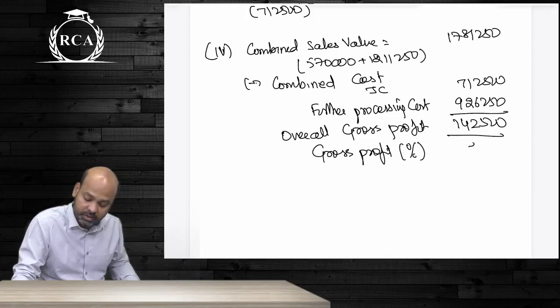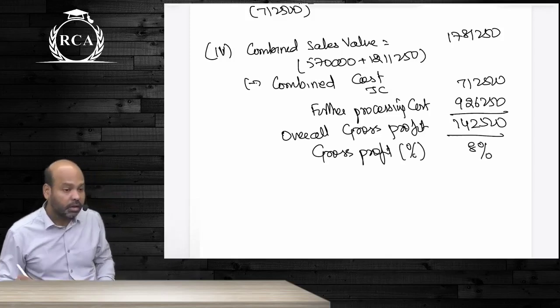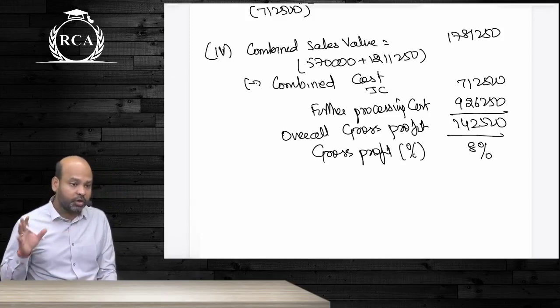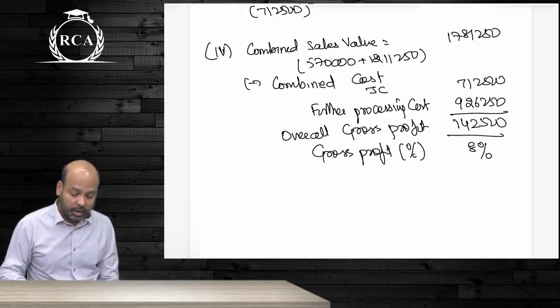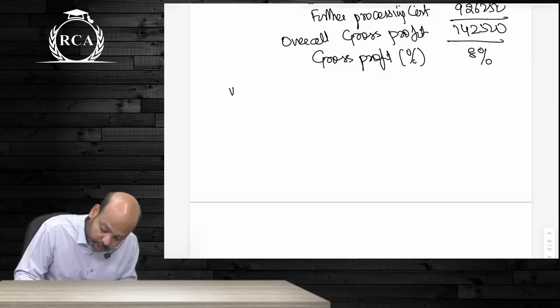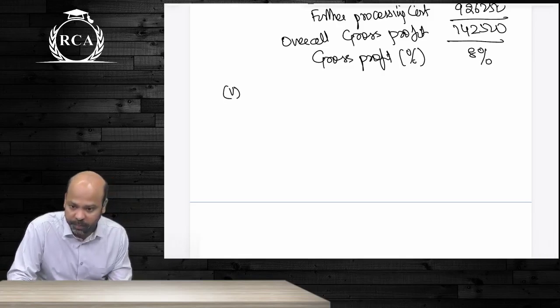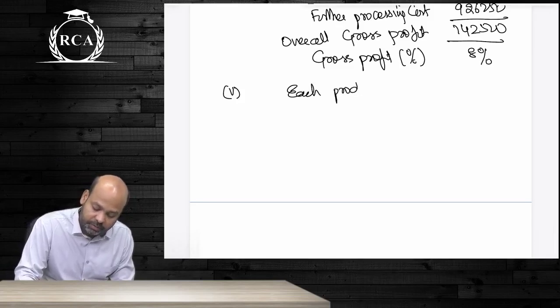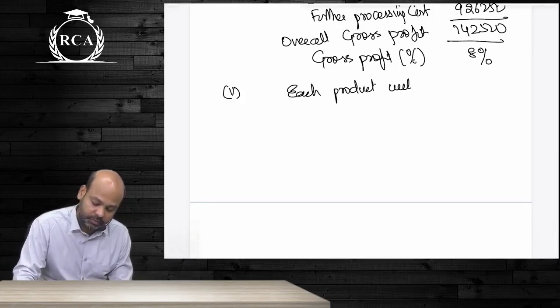This is the answer. समझ में आ रहा है नहीं आ रहा है, guys? Company wide gross profit is 8%. Now, if you want all the products to have the same gross profit, each product will have a GP margin of, will have GP of 8% now.